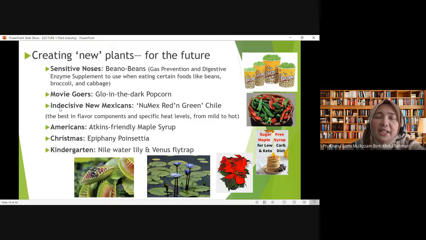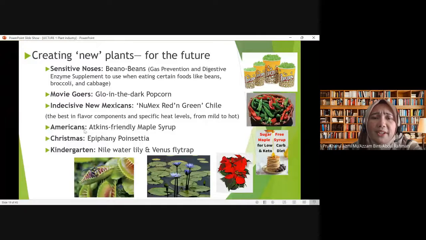And then indecisive New Mexican. Okay, we have the New Mex red and green chili. Maksudnya kalau kamu macam nak dua-dua, nak cili merah pun nak, cili hijau pun nak, tapi nak beli dua-dua macam takut banyak ke apa, so we can have both. So this is the best in flavor component. Maksudnya campuran dia ni akan memberikan rasa dua-dua, cili hijau dan cili merah. So we call it as New Mex red and green chili. From mild to hot, ya, daripada pedas biasa sampai pedas yang sangat pedas.